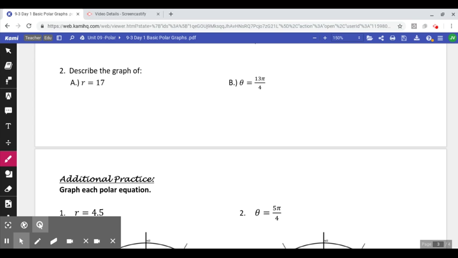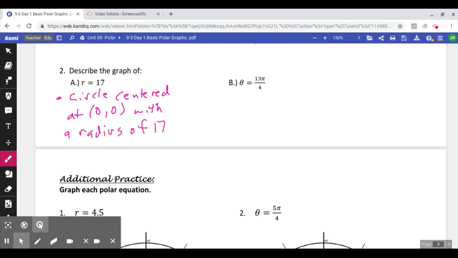In example two, we're just going to describe the graph of each one of these polar equations. And the first one says the radius is 17. Well, if the radius is 17, or the distance away from the center has to be 17, the way we can describe this is it's going to be a circle centered at (0, 0) with a radius of 17. If we look at part B, we have theta is equal to 13 pi over 4.